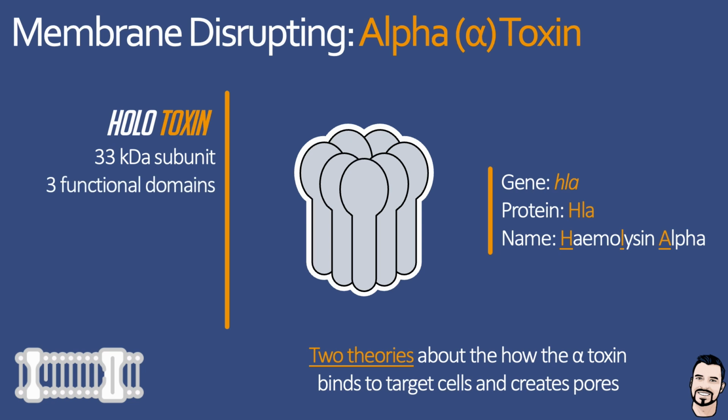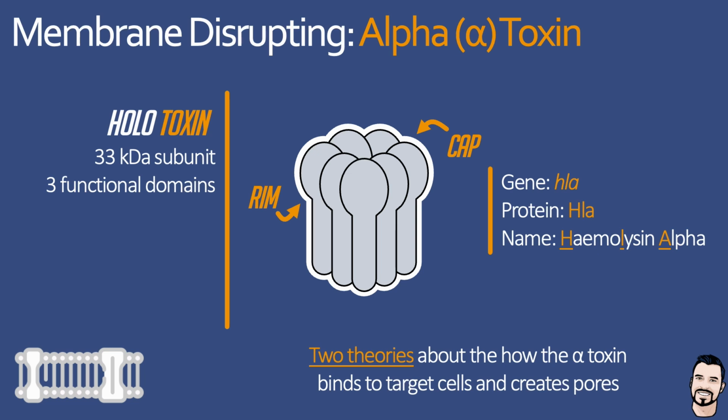Now, the holotoxin has 3 distinct structural domains, each of which plays a specific role in pore formation. The cap domain forms the upper portion of the toxin and functions to stabilize the heptameric complex once assembly has occurred.